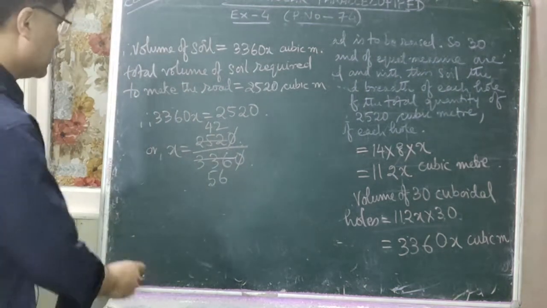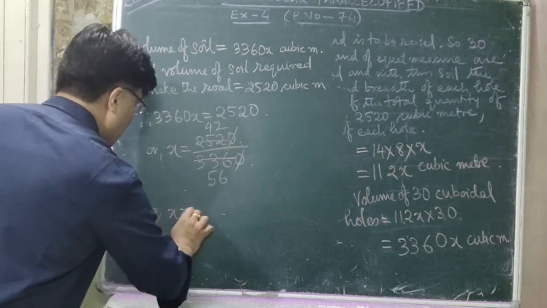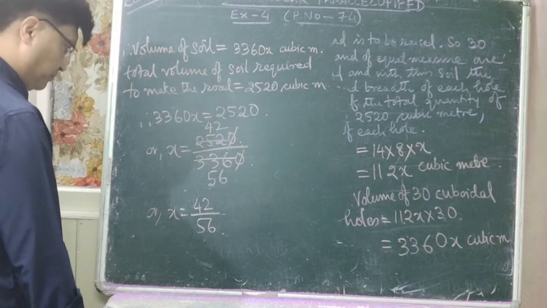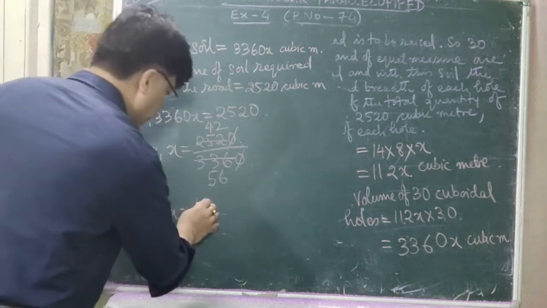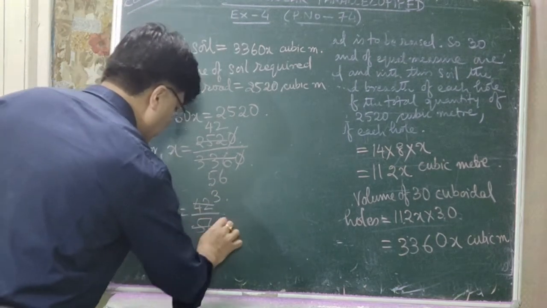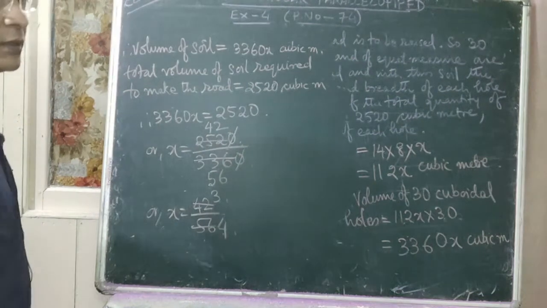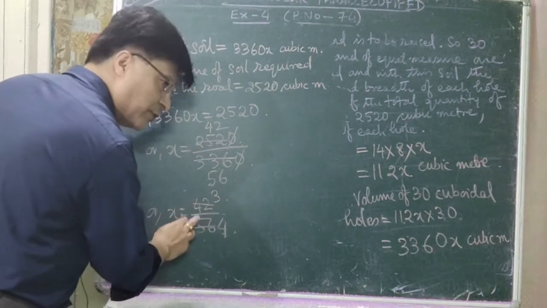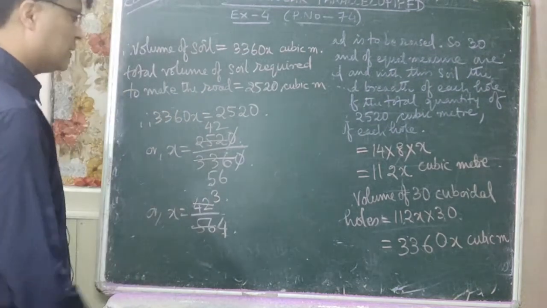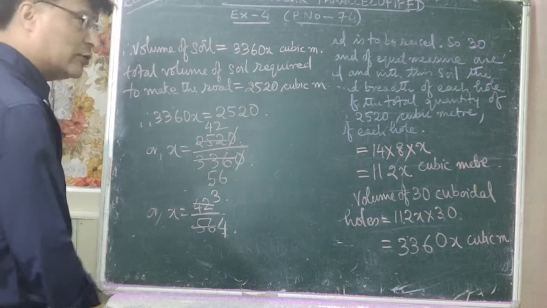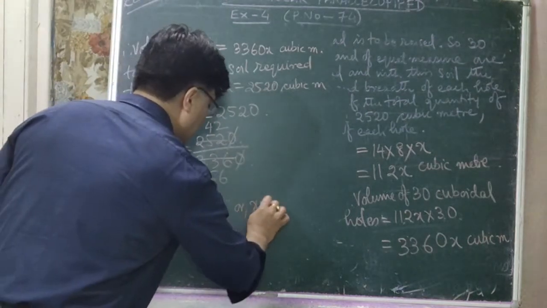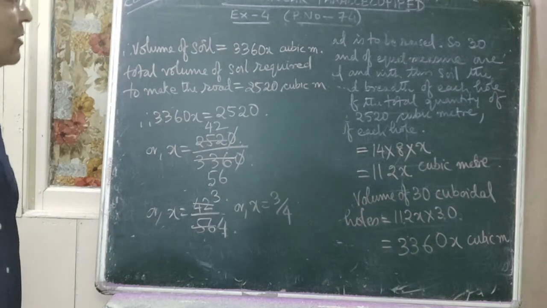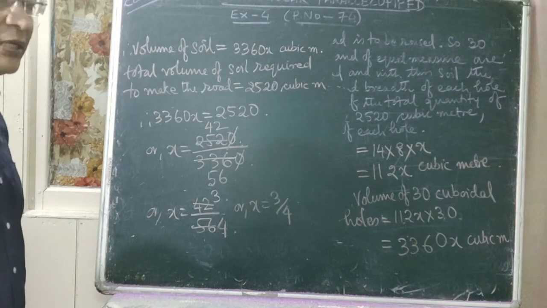Okay, अब कतिले जान्छ, or x is equal to 42 divided by 56. 14 ले जान्छ, 14 3s are 42, 14 4s are 56, isn't it? That is, what is x here? X is equal to 3 upon 4. That is, x is equal to 3 upon 4. Is that clear to all of you? So I think you have understood it.